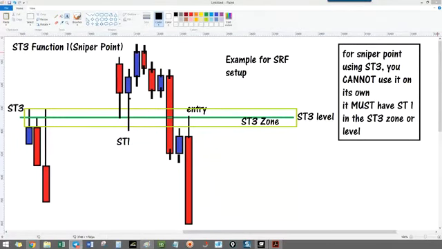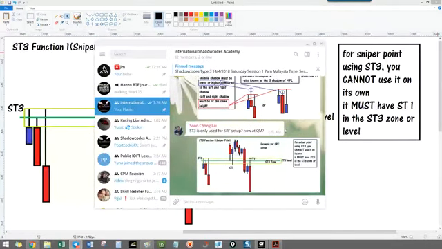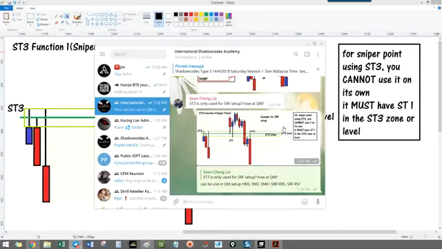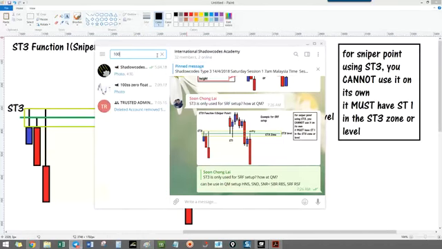Is used only for SRS setup or QM. This is the question. Reply can be used in QM setup, HNS, SND, SNR, SVR, RBS, SRF, RSF. Okay. Can be used in many setup.